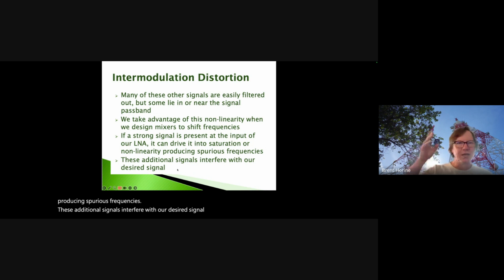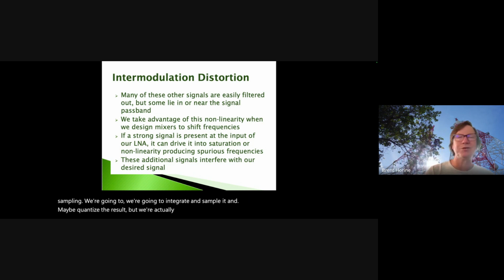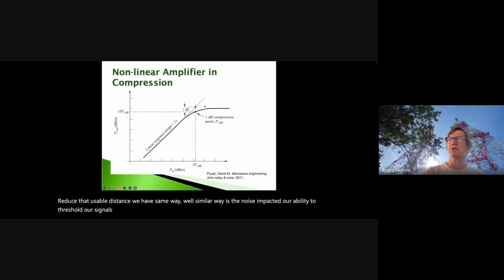So ultimately, we're going to do some sampling. We're going to integrate and sample it, and maybe quantize the result, but we're actually integrating an interfering signal too, right? So it's going to cause us additional energy, which may or may not add. It might cancel, but it's going to cause some distortion in our constellation, reduce that usable distance we have. Similar to the way the noise impacted our ability to threshold our signals correctly, right?